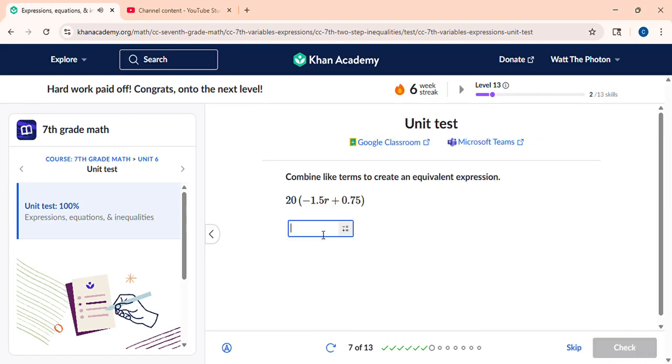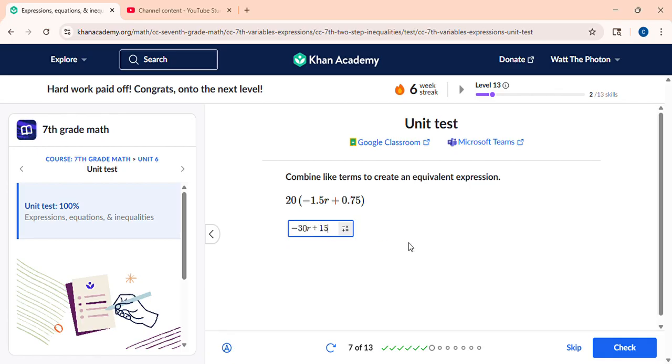Combine like terms to create an equivalent expression. So 0.75 times 20 is 15, plus 20 times 1.5 is 30. So negative 30R plus 15.